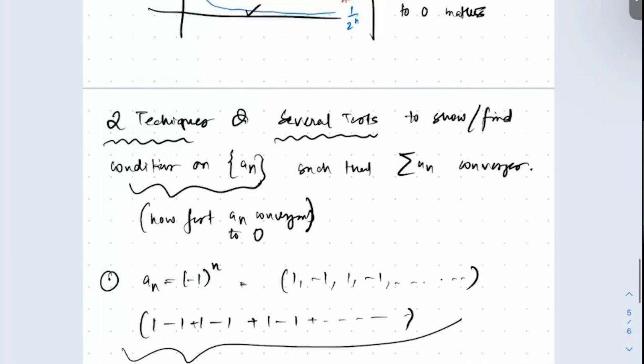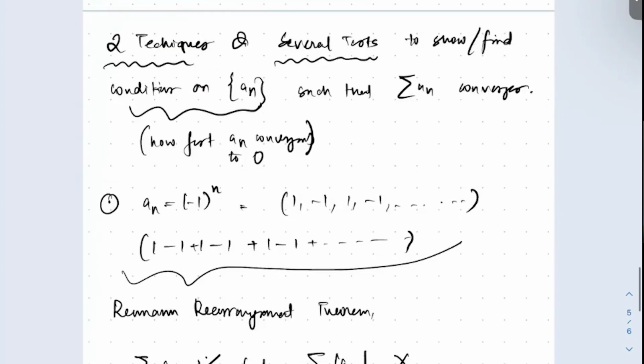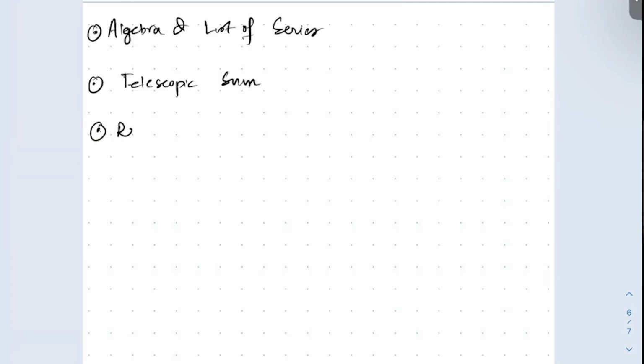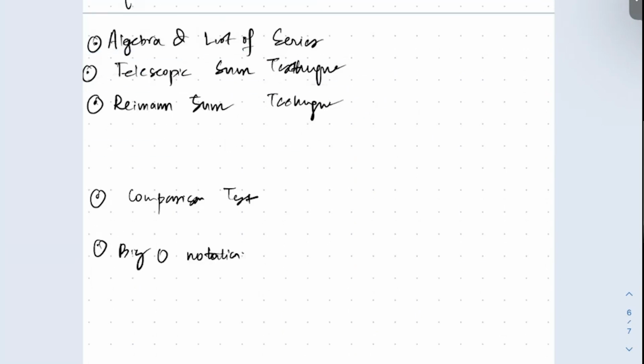It's fun. We will teach you two techniques and several tests which will find conditions, and this is very important, conditions on a_n such that the summation of a_n converges. We understood it must go to 0, but the rate of convergence also comes into play here, how fast it converges. In the rest of the class, I will do the algebra of series, telescopic sum, Riemann sum, which are two techniques, and comparison tests and the big-O notation.